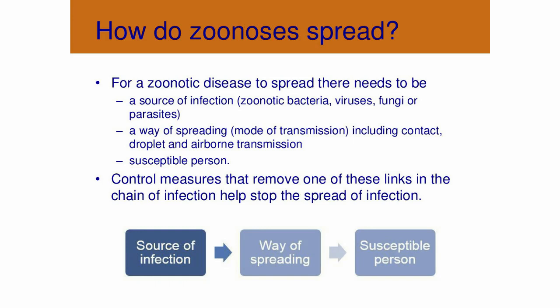Vaccination reduces workers' susceptibility to infection, and it's a very important control measure for vaccine preventable zoonoses, and I'll talk more about this later on. So once you know the links in the chain of infection for the zoonotic disease you're dealing with, you can then select control measures that target one or more of these links. This is because if you break a link in the chain, you can then stop the spread of infection. So it's all about trying to find the weakest link to target your control measures at.